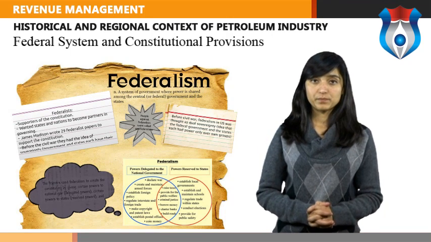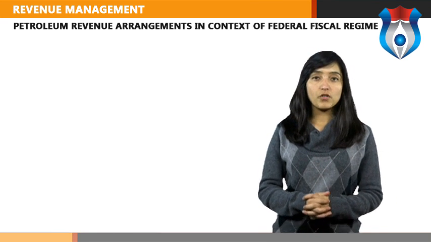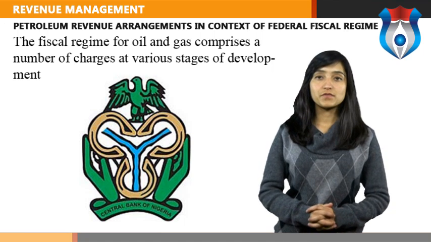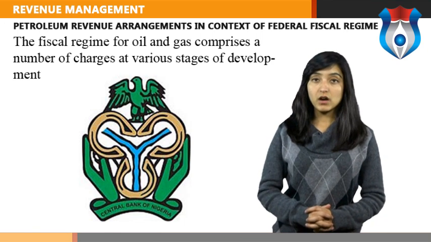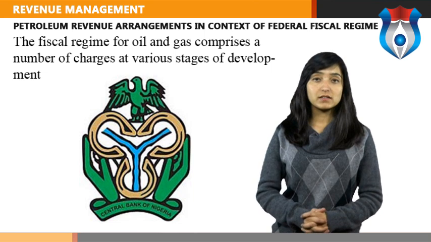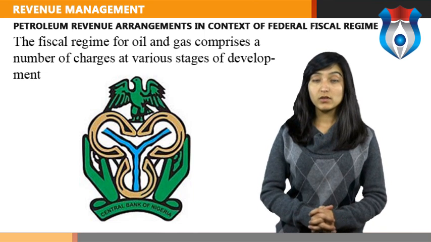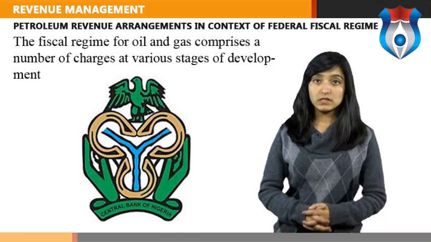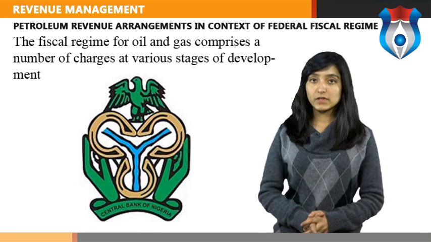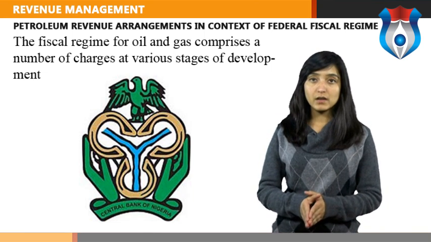Now, moving on to the next topic, we will study petroleum revenue arrangements in the context of the federal fiscal regime. The fiscal regime for oil and gas comprises a number of charges at various stages of development. While most of these are levied by the center, some are levied by the states as well, and some are levied by the center but collected by the states. The key payments made by oil and gas developers into government coffers are profit oil or profit gas, royalties, dead rent, cess, income tax, and sales tax. In addition, several other payments are made in the form of fees, license, lease, and other expenses, minimum alternate tax, service tax, fines, and penalties.